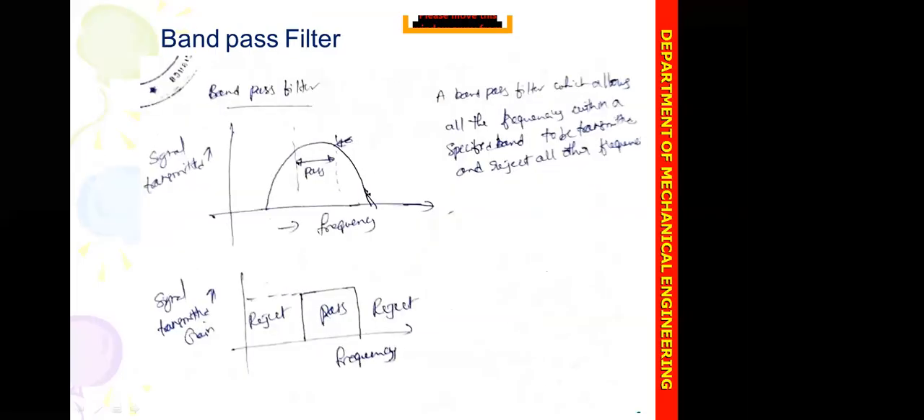Band pass filter. In the name itself, band pass, that means only a certain band of frequencies from a signal are passing or permitted to transmit. The other remaining frequencies of a signal are eliminated. It allows only a certain band of frequencies from a signal, that is, all the frequencies within a specified band are transmitted, and the others are rejected.